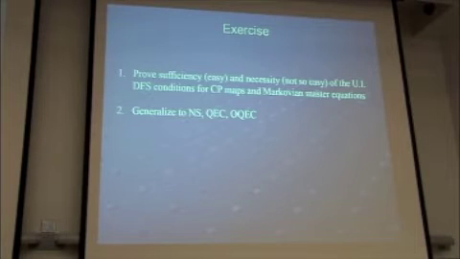Indeed, I challenge you to prove the sufficiency and necessity of these conditions that I just presented. The sufficiency is easy. You just plug it in basically and see that it works out. The necessity is kind of hard, but it's doable. And then it would also be a very nice exercise to try to generalize these two theorems that I just presented to noiseless subsystems, error-correcting codes, and operator correcting codes. And don't look in the literature because it's been done.